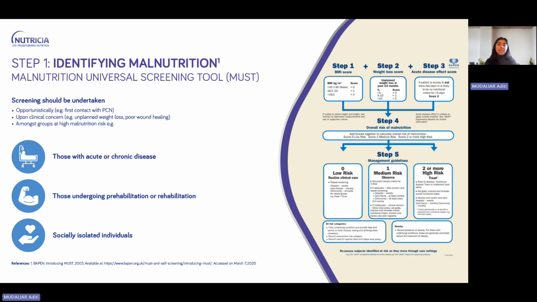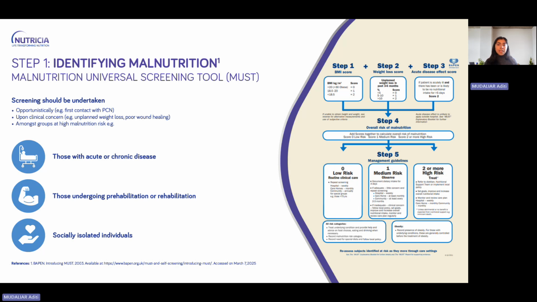Again, this can be accessed through past medical history or patient-reported values. Step 3 is an acute illness score. Through gathering additional information through your history taking and past medical history of the patient, if they are acutely ill or are likely to have had little to no intake within 5 or more days, that adds another point.